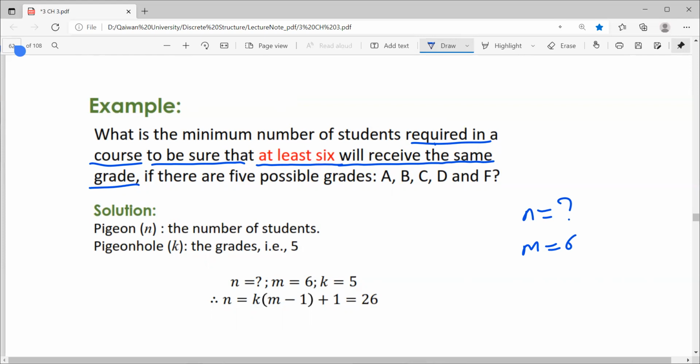It's m times n, and we should find it. We don't know the number of students. If there are 5 possible grades, all students will take either A, B, C, D, or F. That means we have 5 types of grades. So the image is either A, B, C, D, or F. That means K here equals 5. K is the number of elements in Y, so the number of images, the number of pigeons, is 5.